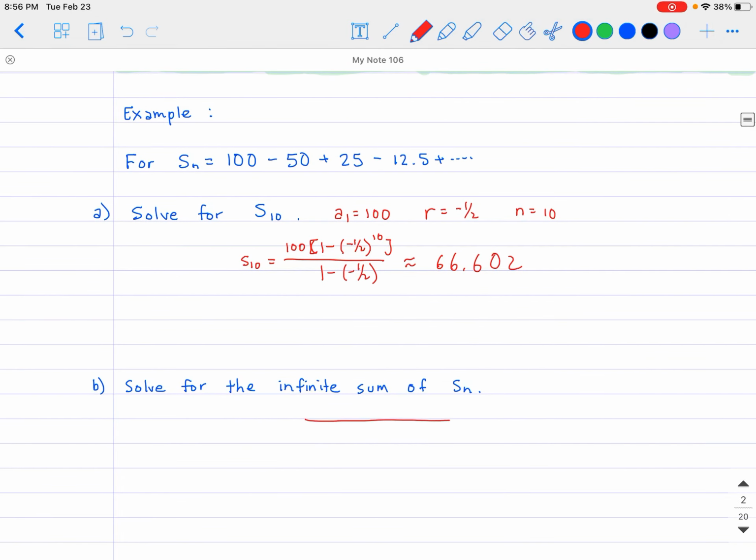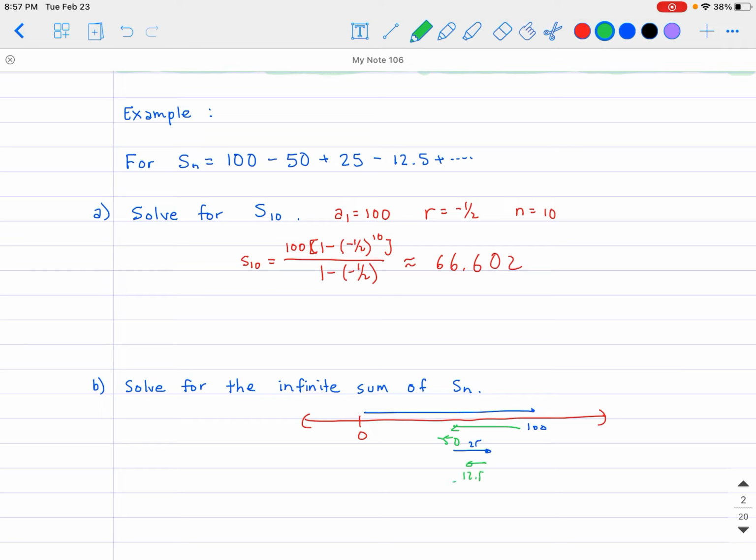If I were to look at the number line, here's what's happening. First, say here's 0. I'm going to go over to the right to 100. And then I am going to move over to the left by subtracting 50. And then afterwards, I'm going to move to the right by 25. And then I'm going to move back to the left by 12.5, and so on and so on.